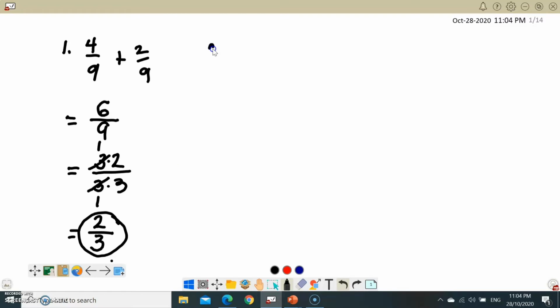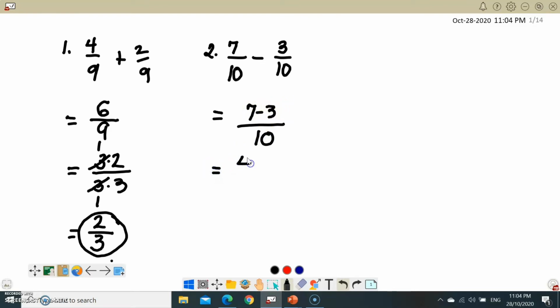Let's try some more. Example number 2. We have here 7 over 10 minus 3 over 10. So we subtract the numerators, so that is 7 minus 3 over the common denominator 10, equals 7 minus 3 is equal to 4 over 10.